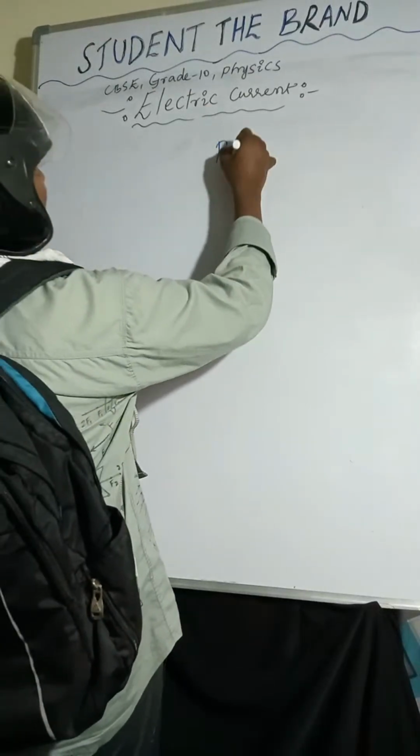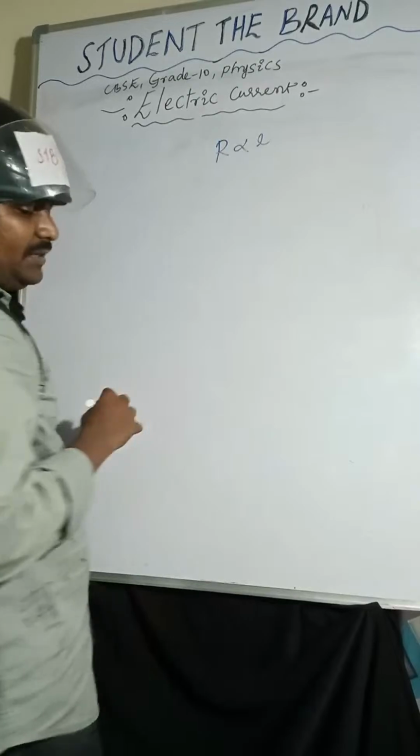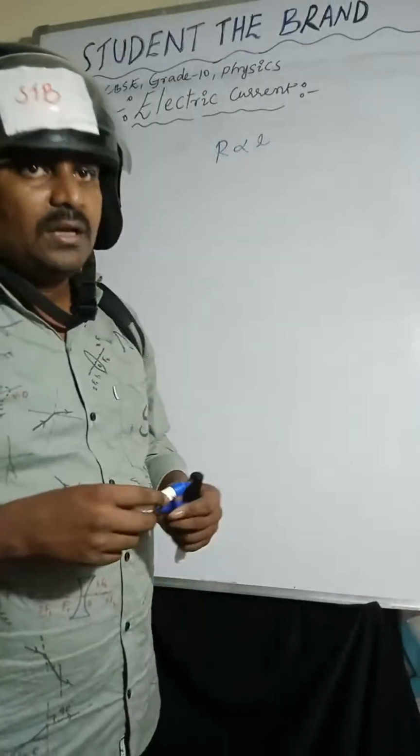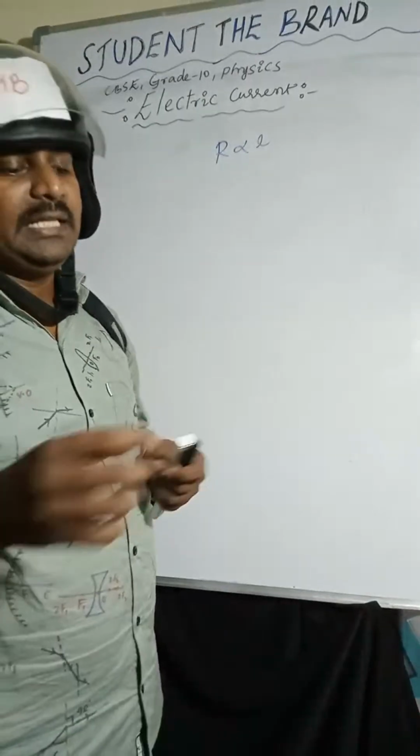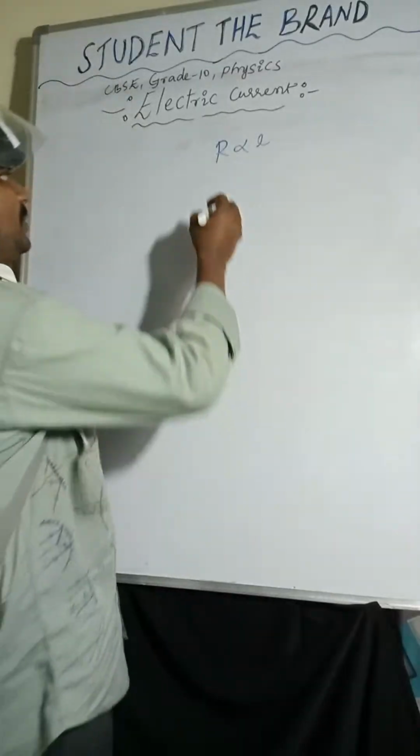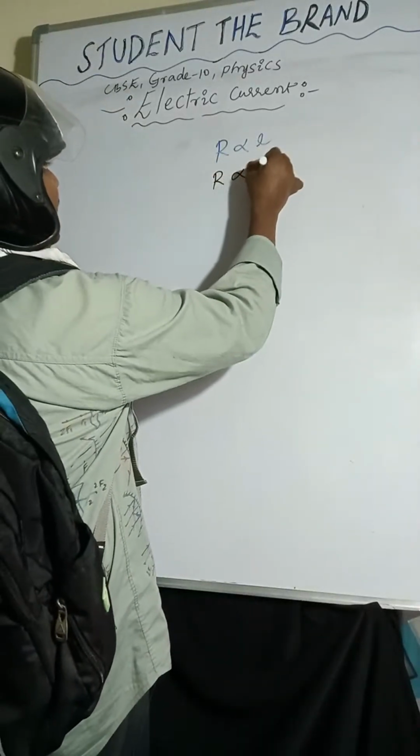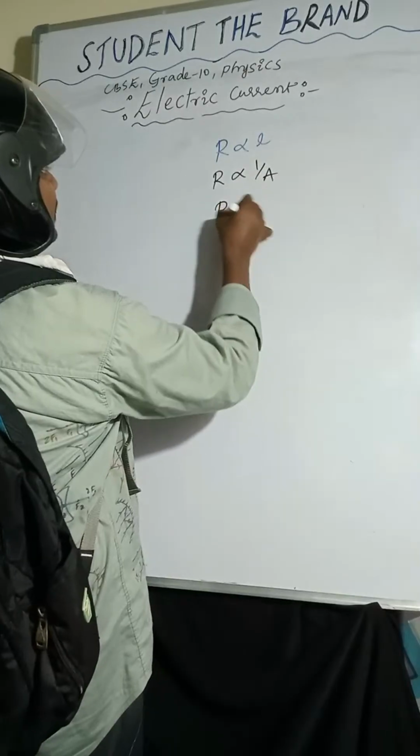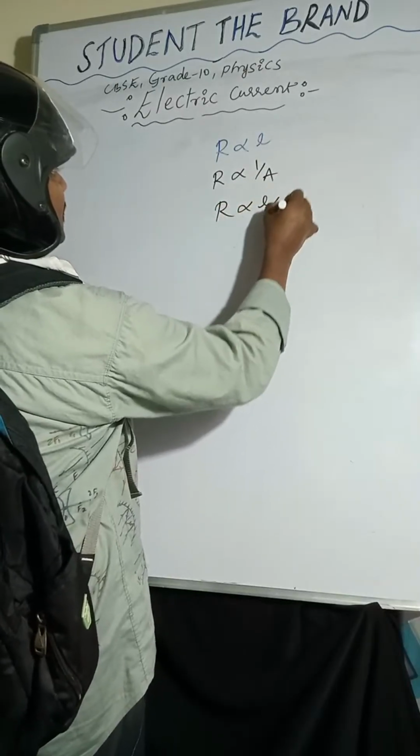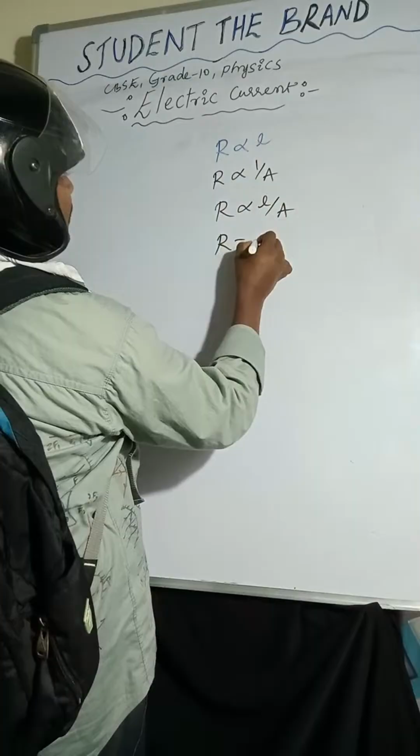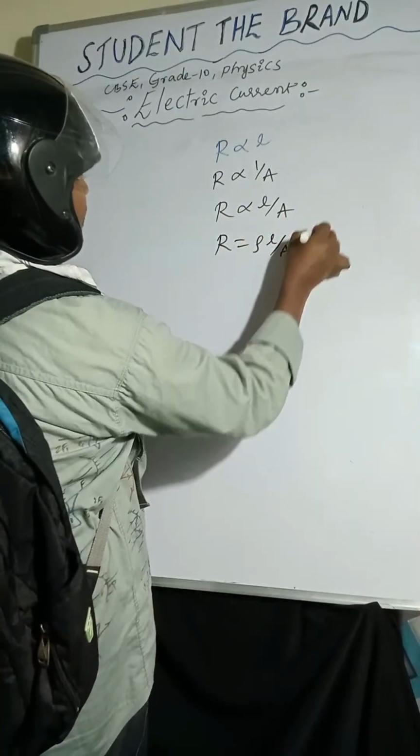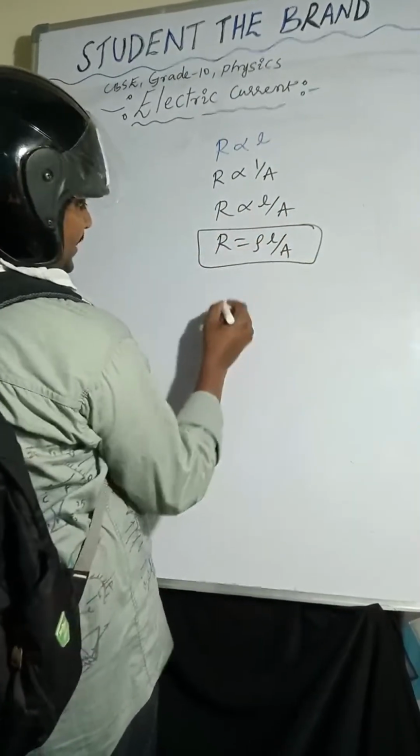So, R is directly proportional to the length of the conductor. R is inversely proportional to the area of cross section. So R is directly proportional to L by A. R equals rho into L by A. Rho is the resistivity.